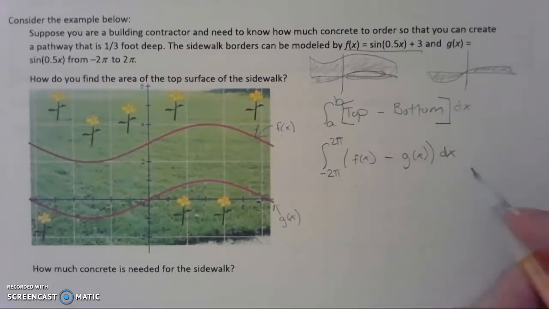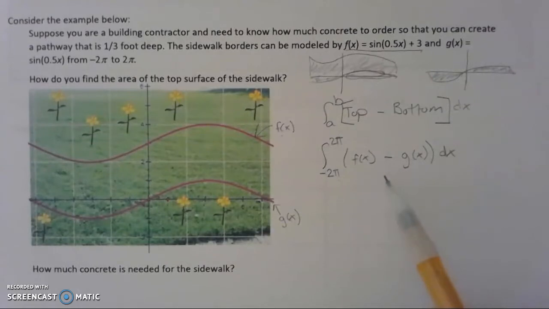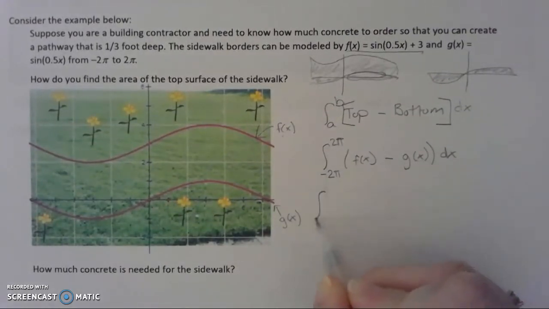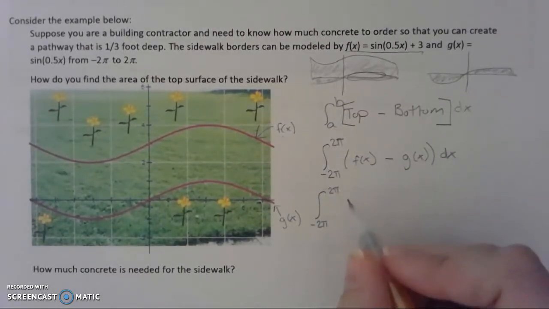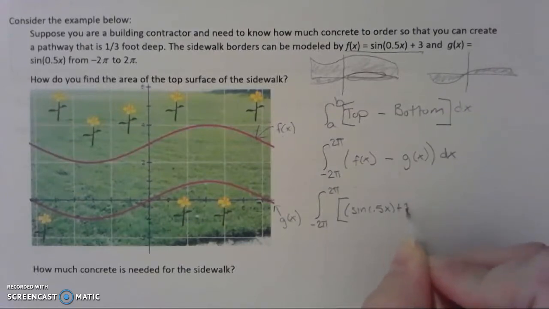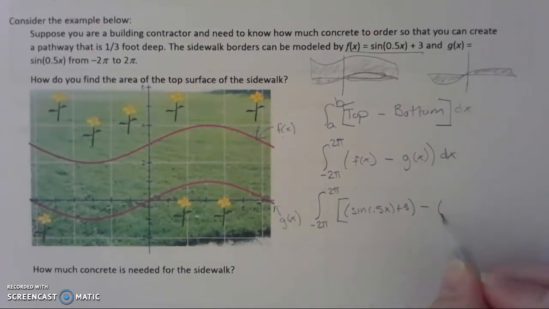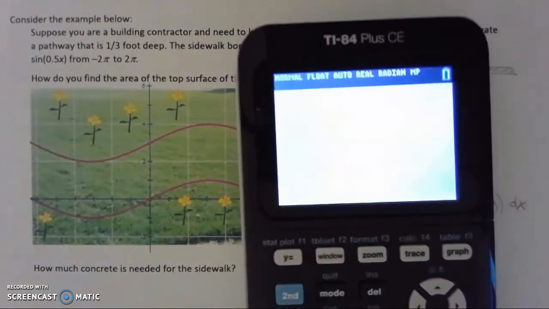What's nice about this is we can just take these functions, plug them in, and let our calculator help us do the math. If I write this in my calculator, we want to be really careful and know what we're writing. We've got the first function, sine 0.5x plus 3, and then we subtract our other function, g of x, which is sine 0.5x, and we take that with respect to x. I'm going to type this in just so everybody gets a reminder of what this is going to look like.